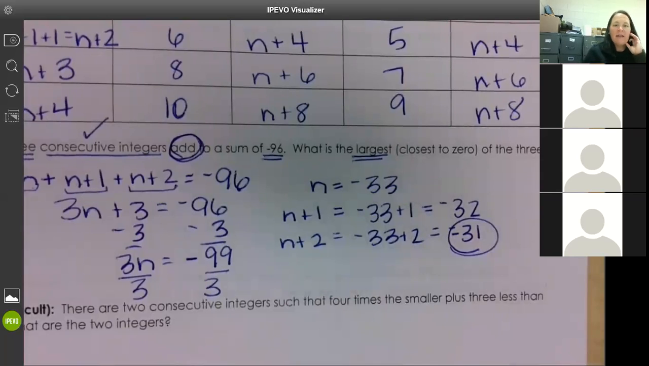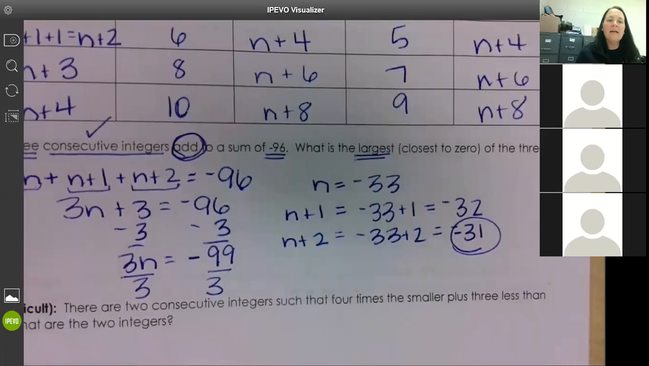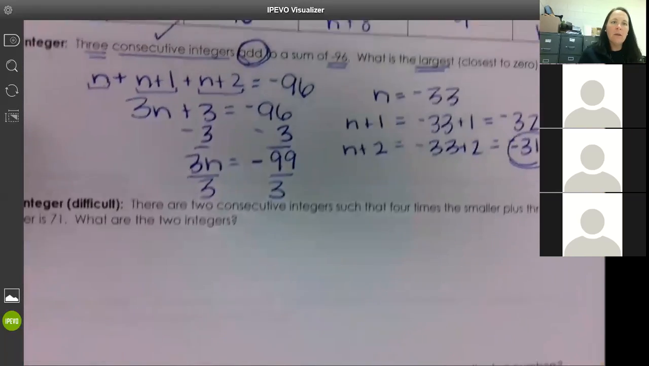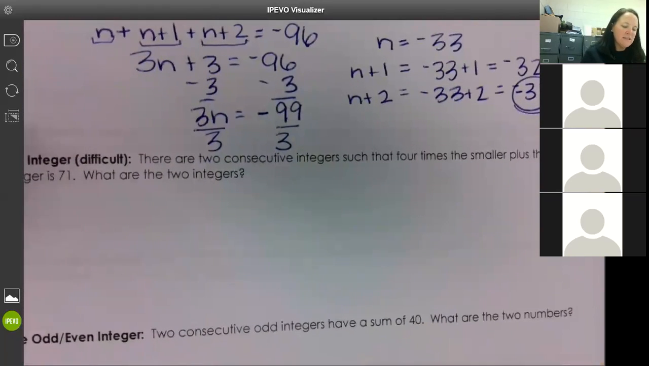And then we'll do odd and even. And remember, odd and even are worked the exact same way. Okay, again, if you have questions, you need to ask them. For the next one, even though it says difficult, it's really not. It's just a lot of words.